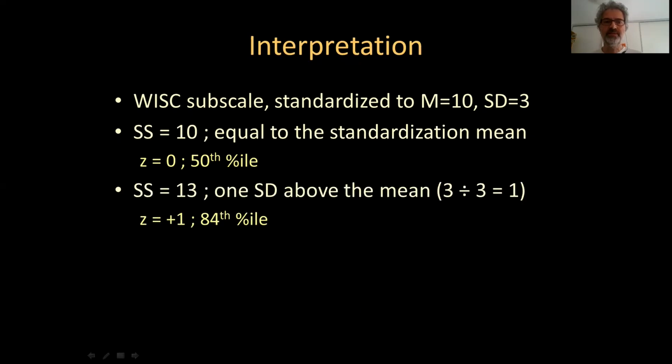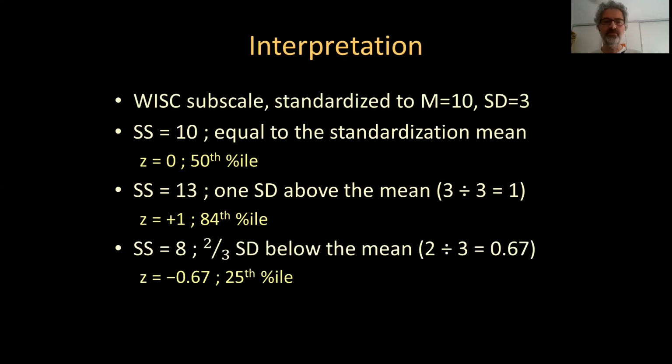What about a subscale score of 13? Well, 13 is 3 above the mean of 10, so that is one standard deviation above the mean. A z-score of +1 corresponds to the 84th percentile. So a scaled score of 13 means that you are doing better or as well as 84% of the relevant population, so children of your age, if you're talking about the WISC.